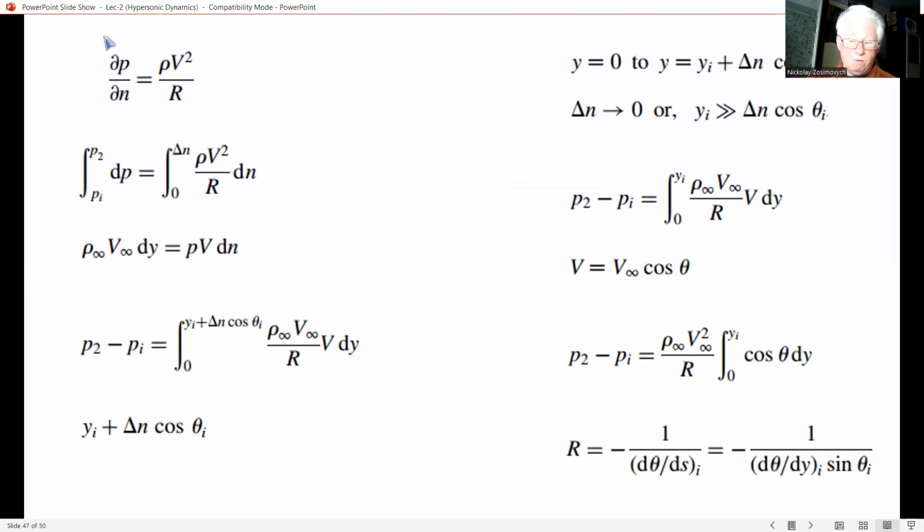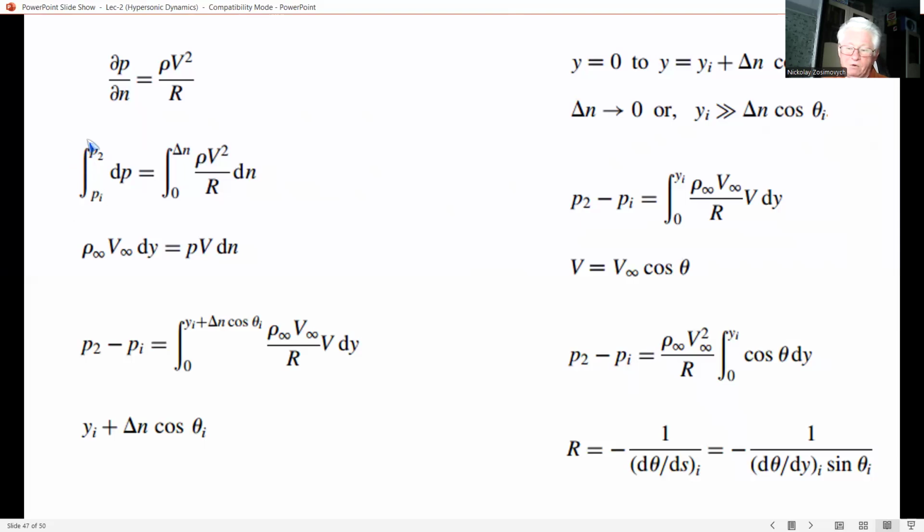direction, dp over dn proportional to rho v squared over r. This equation states that the centrifugal force per unit volume of a fluid element, rho v squared over r, is exactly balanced by the normal pressure gradient, dp over dn. Integrating this equation across the layer from point 1 to point 2, we get this expression.